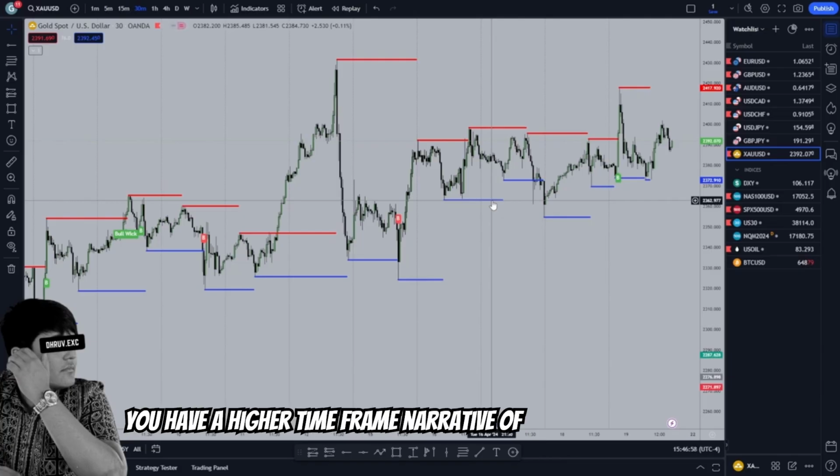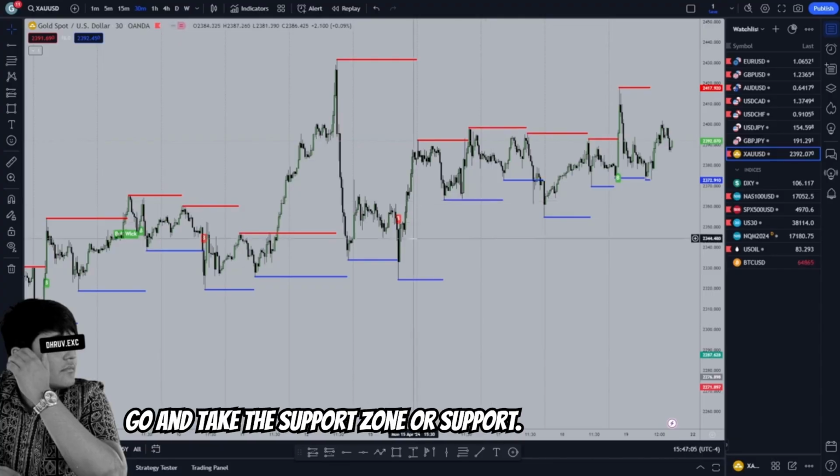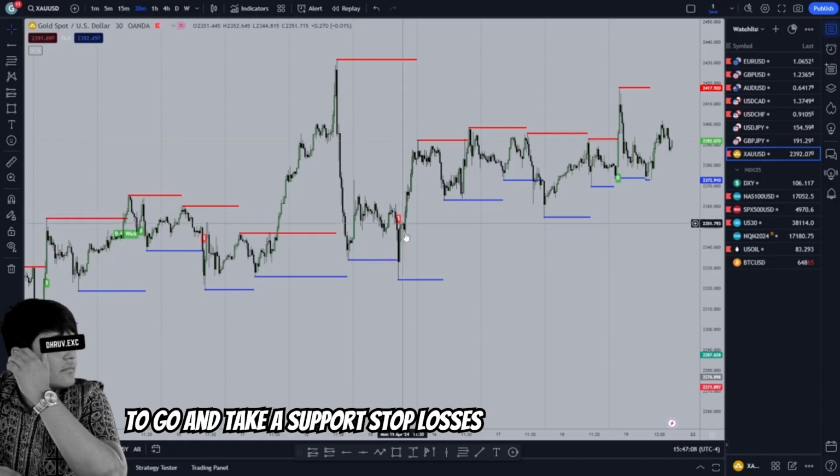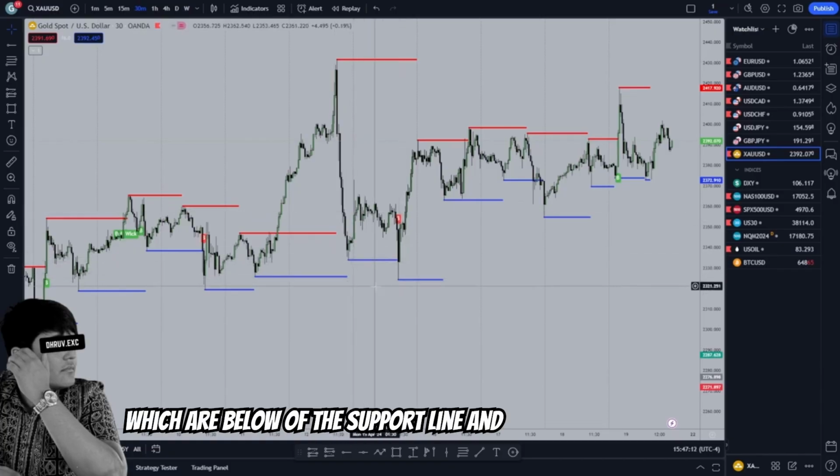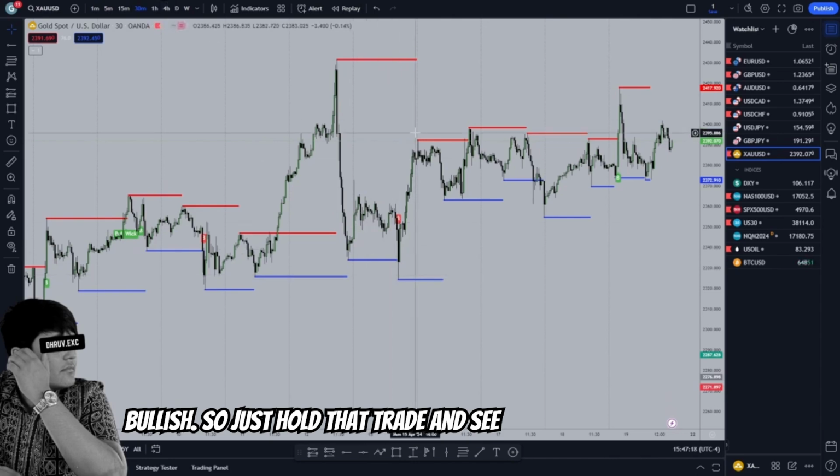So suppose you have a higher time frame narrative of bullishness, now look for buys on the 15-minute time frame. Look for the price to go and take the support stop losses which are below the support line, and just enter over there. You know that the higher time frame narrative is bullish, so just hold that trade and see what happens after that.